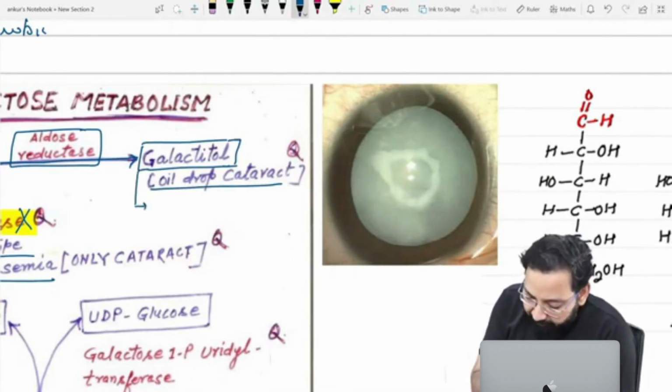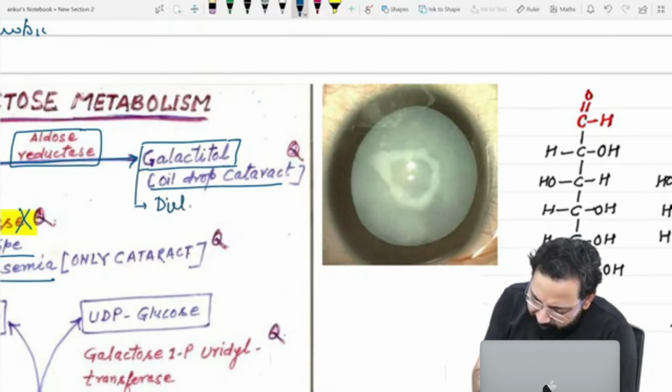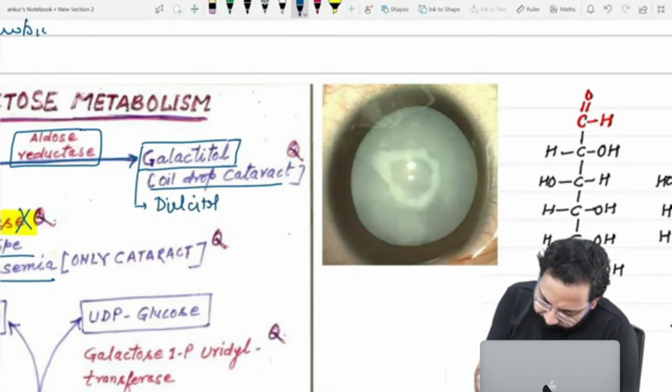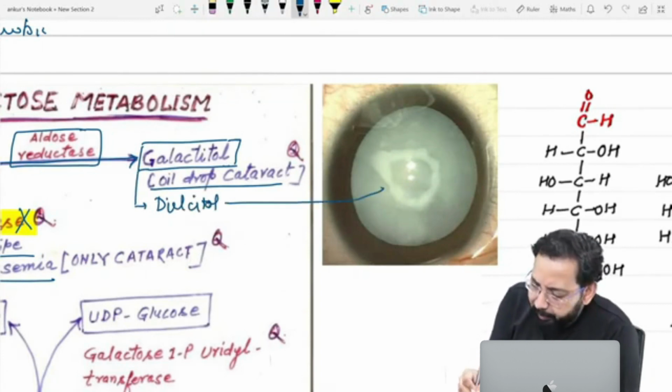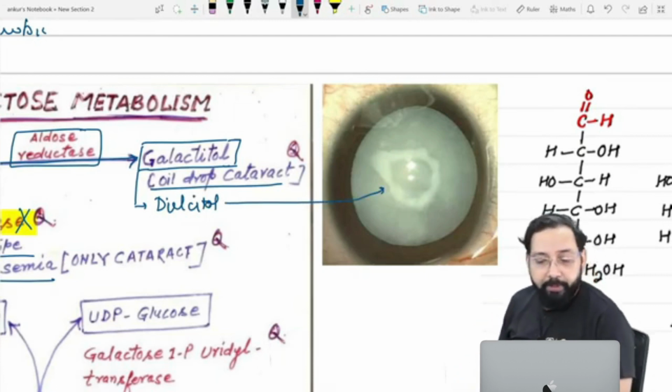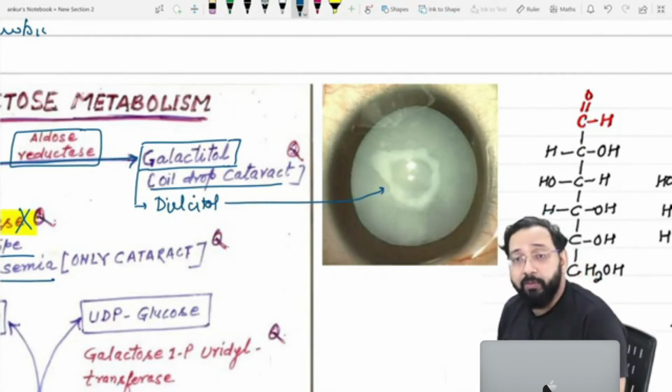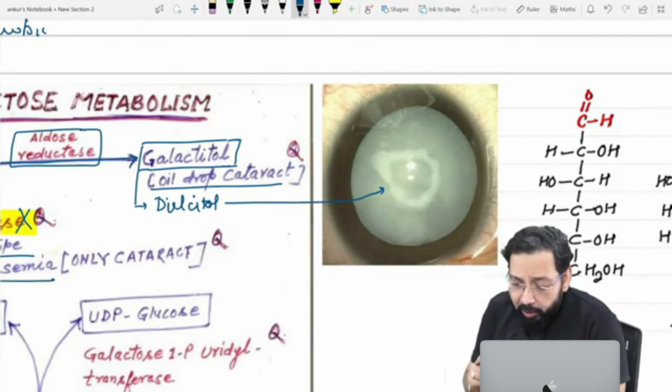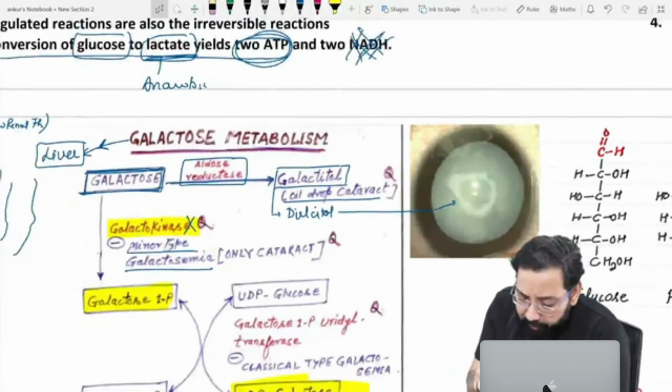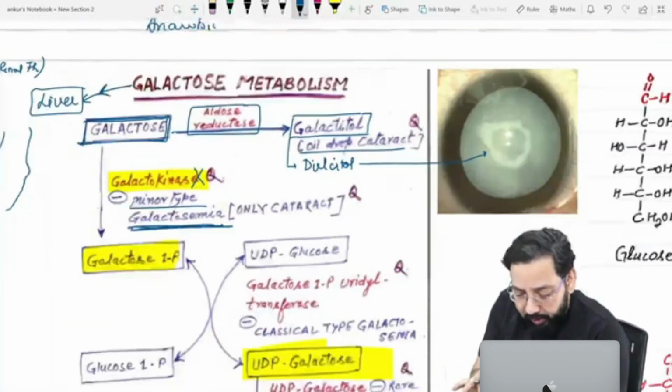The other name of galactitol is dulcitol. So this is oil drop cataract due to accumulation of galactitol or dulcitol. The only symptom of the minor type of galactosemia is this cataract due to galactitol or dulcitol.